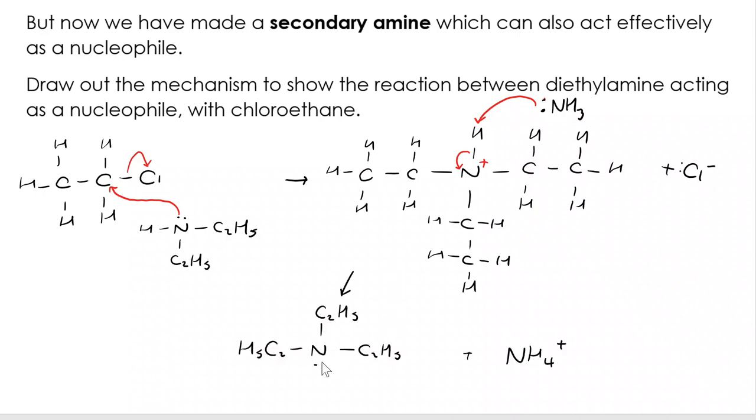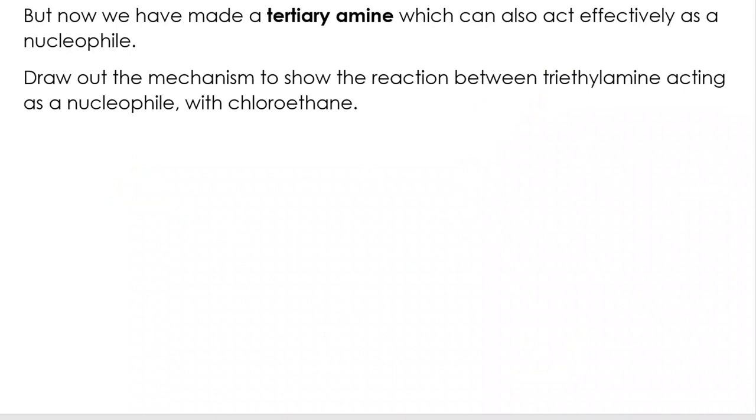I've got my N with a lone pair now surrounded by 3 ethyl groups, and I've also made an NH4+ ion. The NH4+ and the Cl- combine to make ammonium chloride. But I've still not finished, because this tertiary amine can act as a nucleophile. So what would it look like when triethylamine acts as a nucleophile with chloroethane?